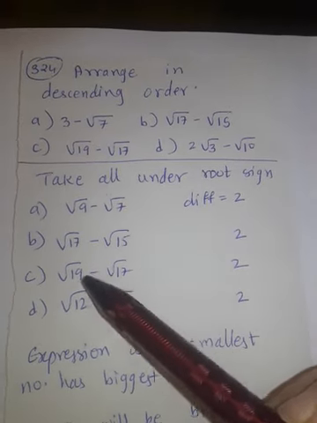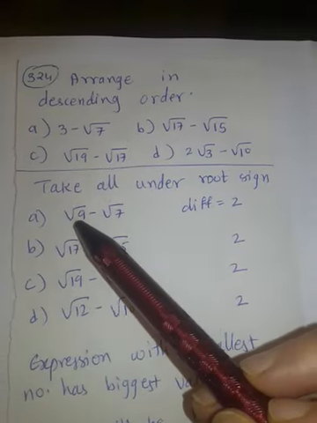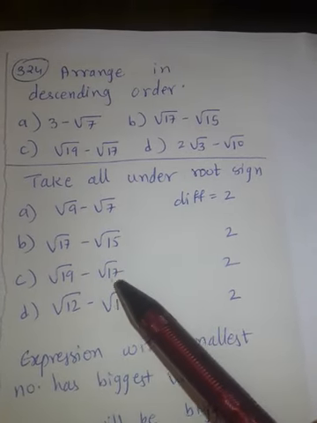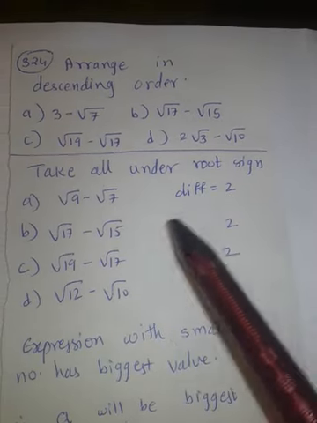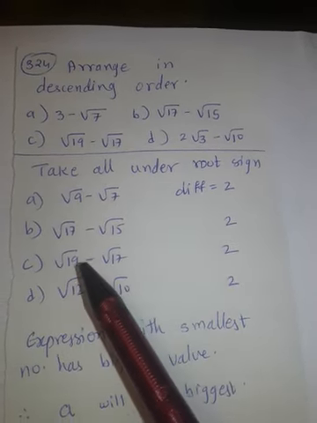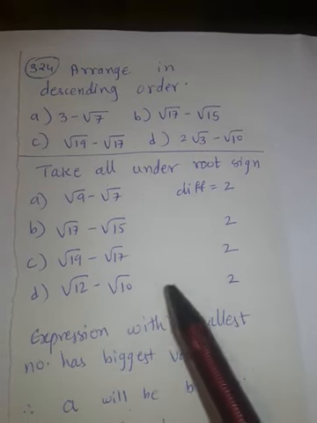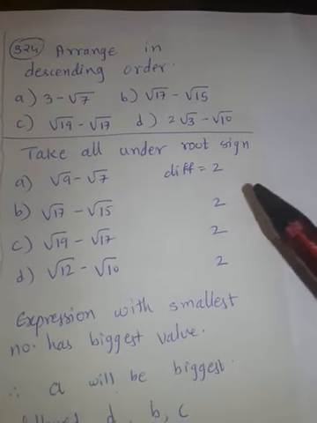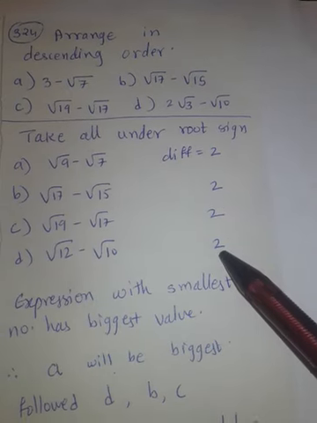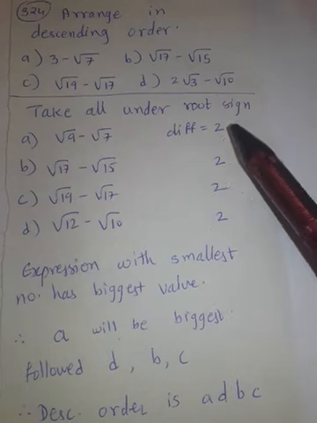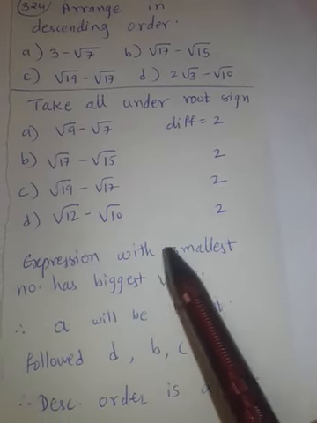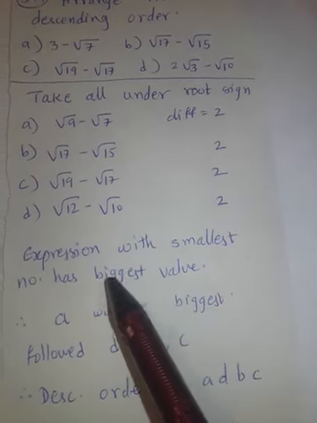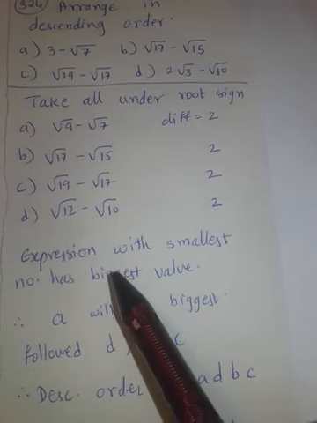So now you have all four values, all four surds, in the form of the square root sign. Now what you need to do is see the difference between them. 9 and 7, difference is 2. 17 and 15, difference is 2. 19 and 17, difference is 2. 12 and 10, again difference is 2. So whenever there is a minus sign, you will always get some common difference. Remember this. In such a case, when the difference is common, the expression with the smallest number has the biggest value. Memorize this. Tie a knot in your mind: the expression with the smallest number has the biggest value.